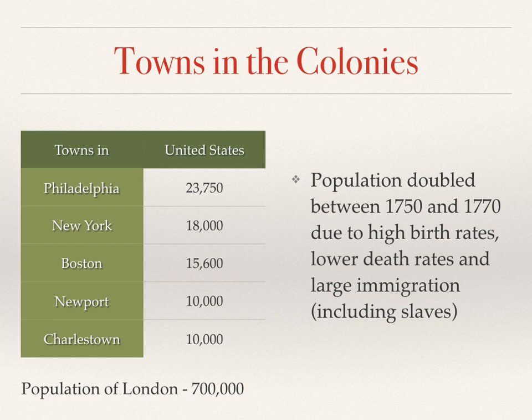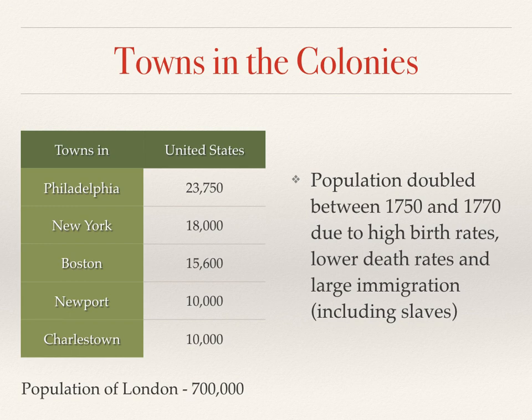Towns were particularly small in the colonies at the time. A lot of people had died in the establishment of the colonies. It took a long time for it to become a successful venture. However, by the 1750s, it was beginning to become quite successful. The population doubled between 1750 and 1770 due to high birth rates, lower death rates, and large immigration. And not just British, but Irish, Scots-Irish, and Germans also would have emigrated to North America. Also, a lot more slaves would have been brought in at this time.